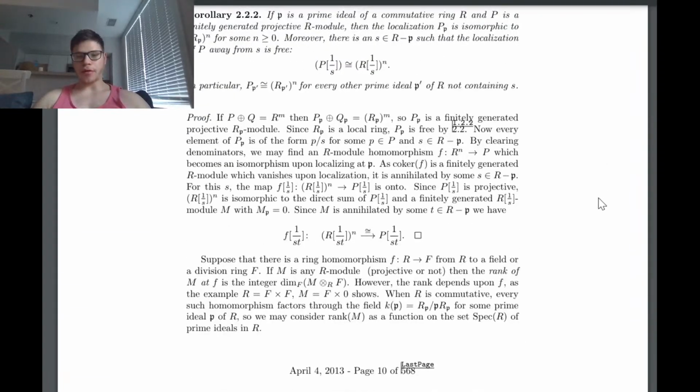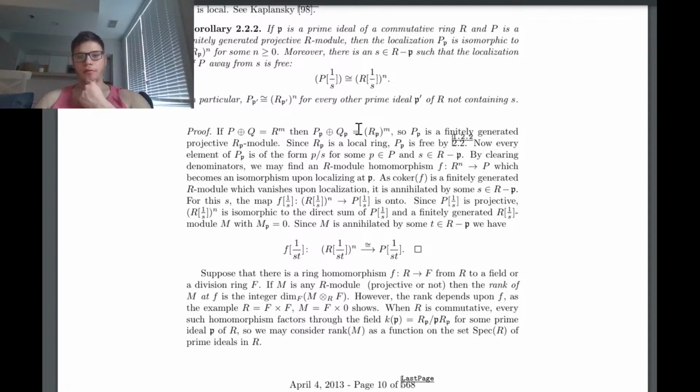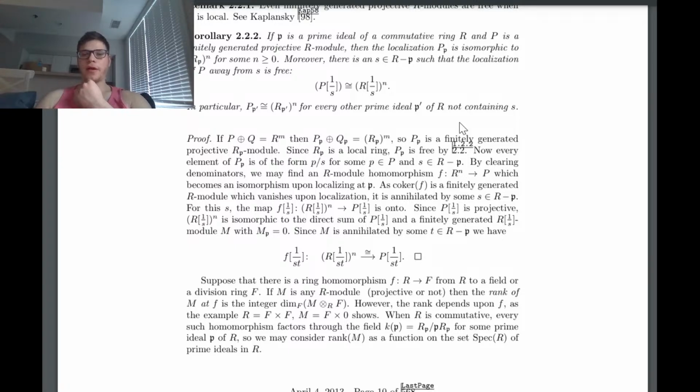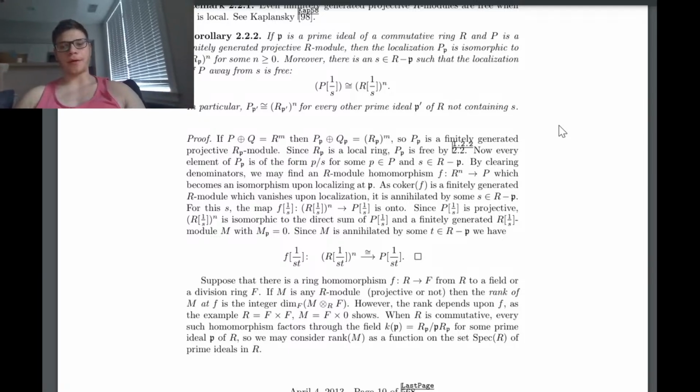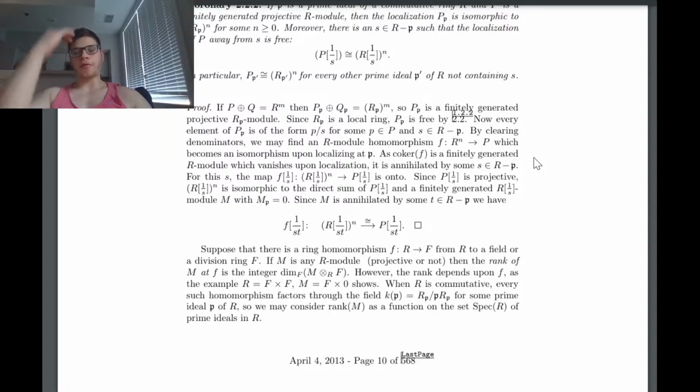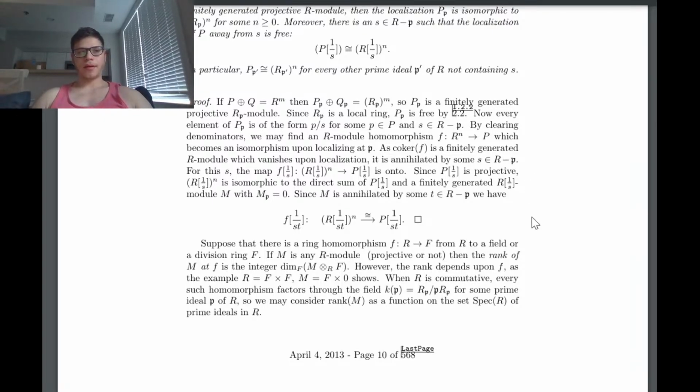Okay, let's see. So, in particular, for every prime ideal not containing S. Oh, right, because it doesn't contain S, if you localize twice, that's the same thing as localizing the first time. That's a big point of that theorem, actually, of proving that localizing twice is the same as localizing once, if you localize part of a set and then you localize the rest of it.